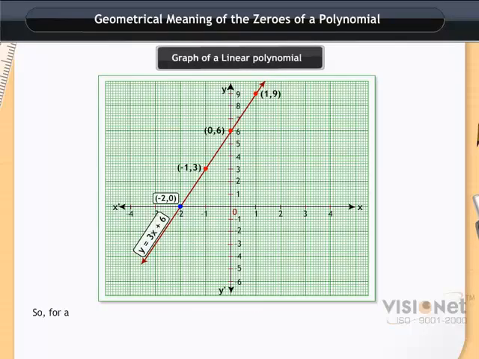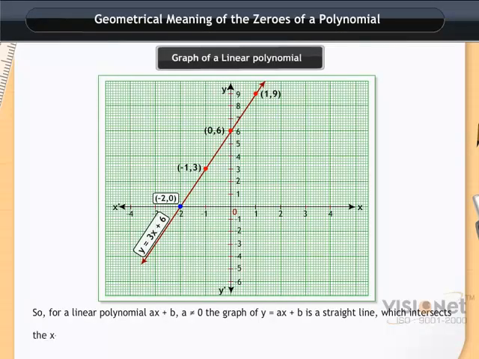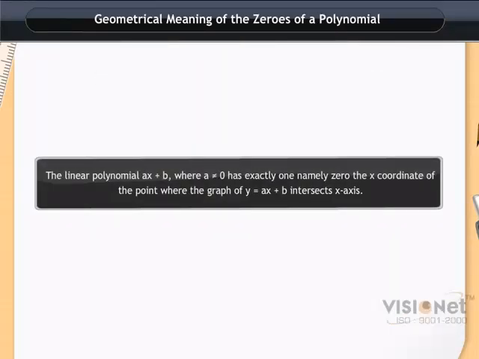So, for a linear polynomial ax plus b, where a is not equal to 0, the graph of y is equal to ax plus b is a straight line which intersects the x-axis at exactly one point, namely -b by a, 0. Hence the linear polynomial ax plus b, where a is not equal to 0, has exactly one zero, namely the x coordinate of the point where the graph of y is equal to ax plus b intersects the x-axis.